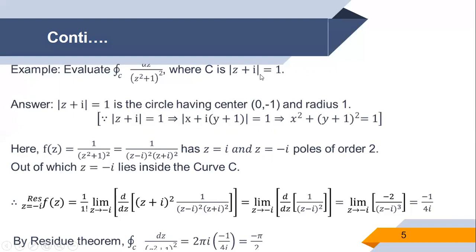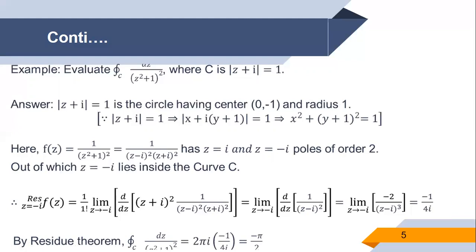So here given that mod of z plus I is equal to 1. So directly we observe except z, the term is plus I. So real part is 0, so x is 0 we consider, and the imaginary part is I. So the coefficient of I is 1, so we can take the opposite sign, so minus. That means the mod of z plus I, we indicate the center is 0 comma minus 1 and radius is 1.